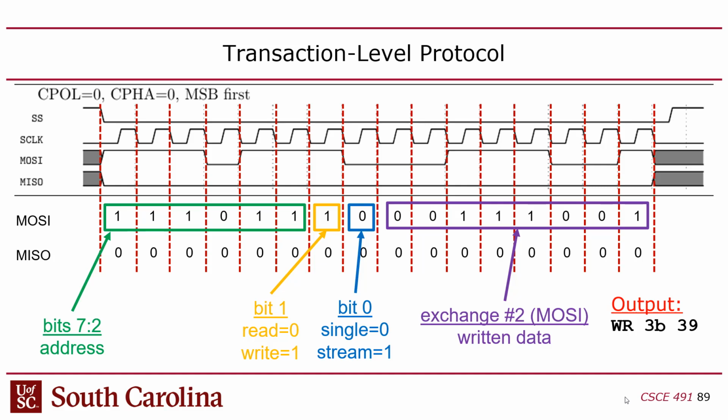Okay, so this would be decoded as write 3B39. That's part 1. Oh, and also, CPOL and CFA are both 0, always, in part 1. Then we go to part 2.